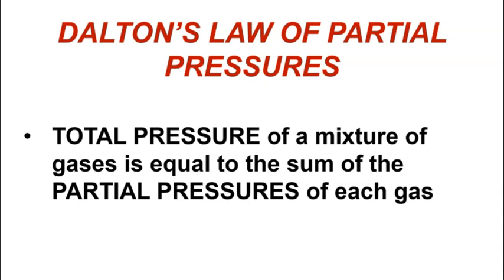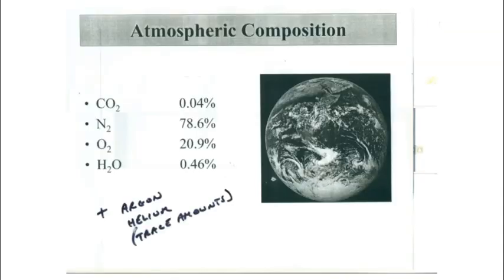So the term partial pressures is described with a law that's referred to as Dalton's law. And Dalton's law simply states that a total pressure of a mixture of gases is equal to the sum of the partial pressures of each gas within that mixture. So let's further break this down and see what Dalton's law is really telling us. So we'll start by examining Earth's atmosphere.